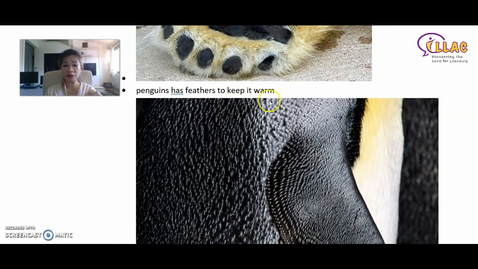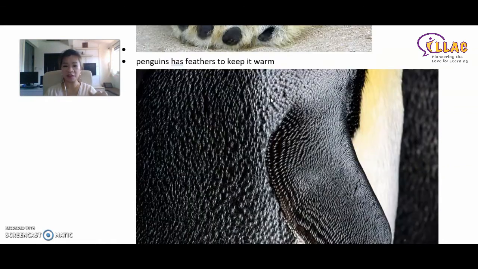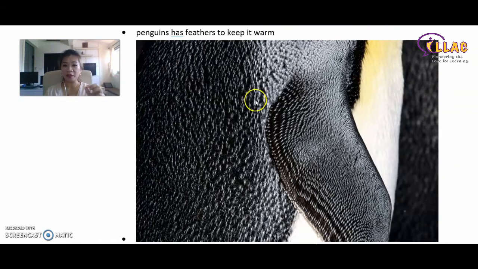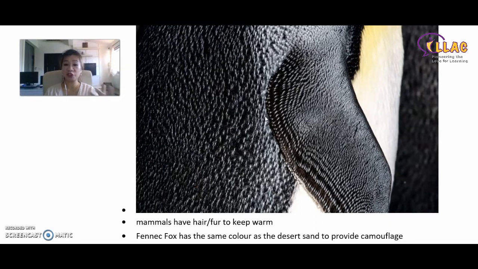Penguins have feathers to keep them warm. So this might be something that a lot of children don't know. Penguins have feathers, right? These are not hair. These are actually small little feathers. They are very packed, very dense, okay? So they are waterproof. It keeps the penguin warm, and it actually traps heat for them.